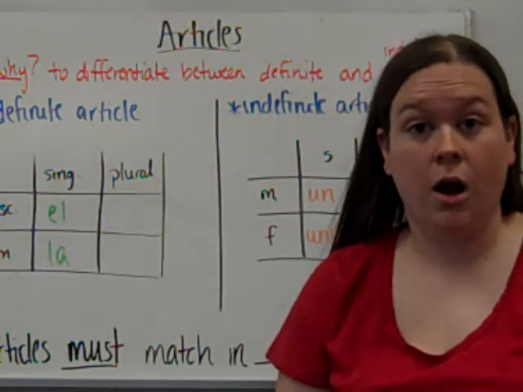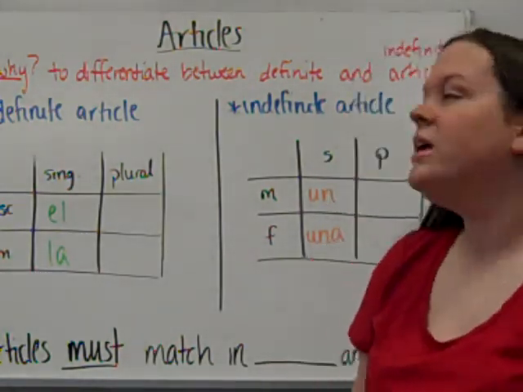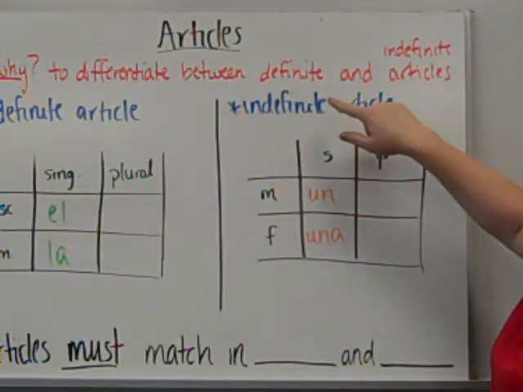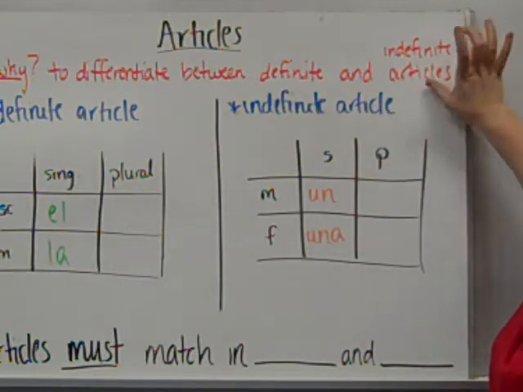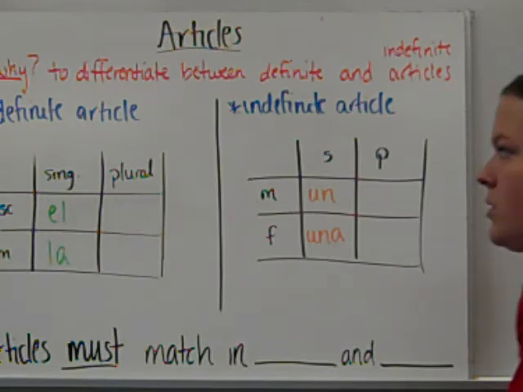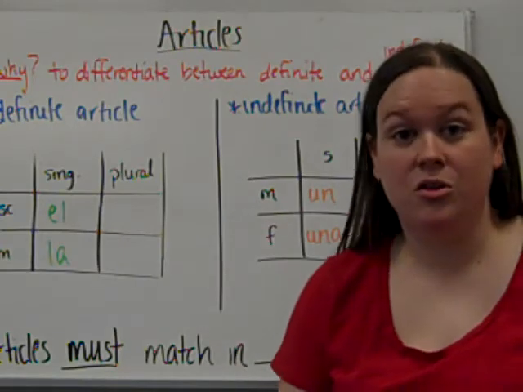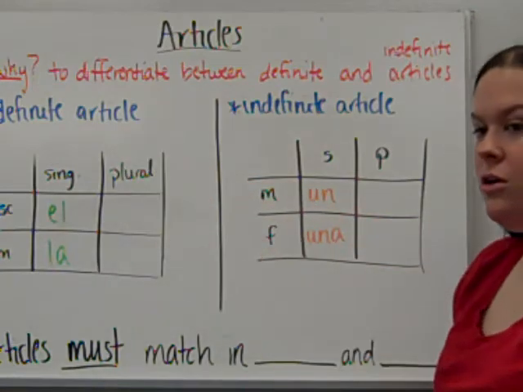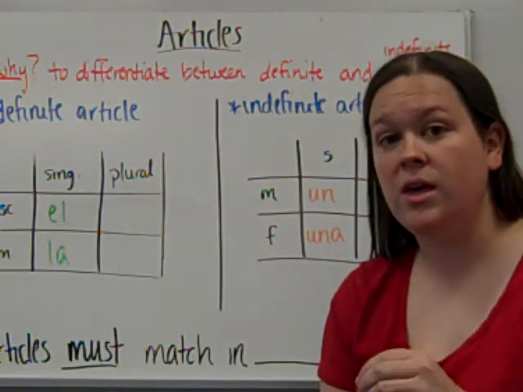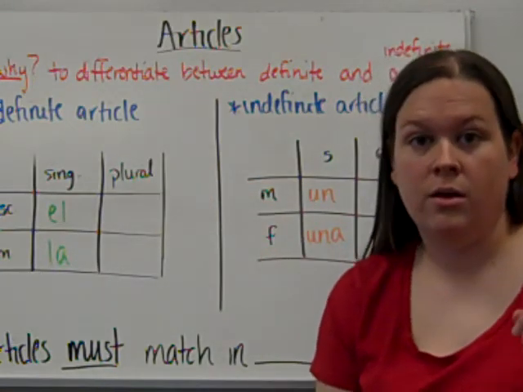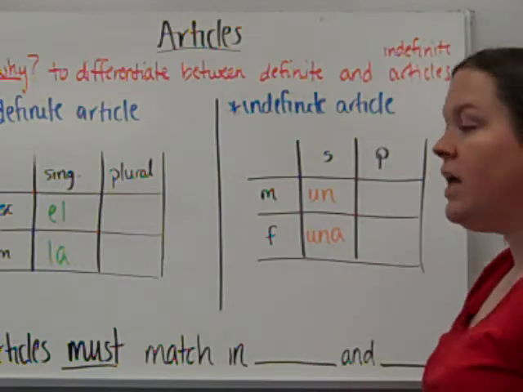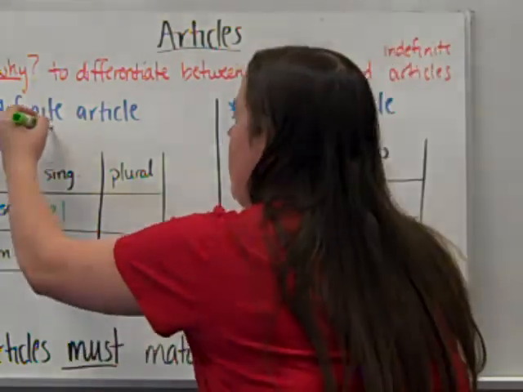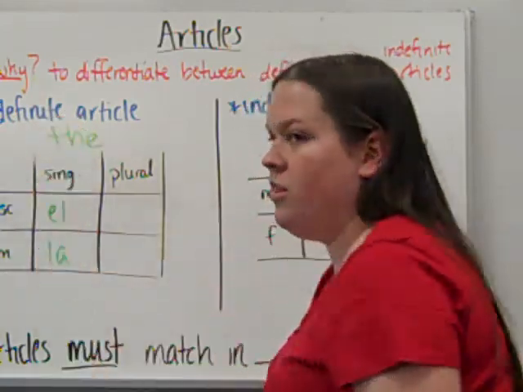This video is discussing articles, and the reason why is so that we can know the difference between definite articles and indefinite articles. All right. Obviously you can tell there are two types of articles, definite and indefinite. A definite article is a specific indicator for a noun. So in English, the definite article would be the.